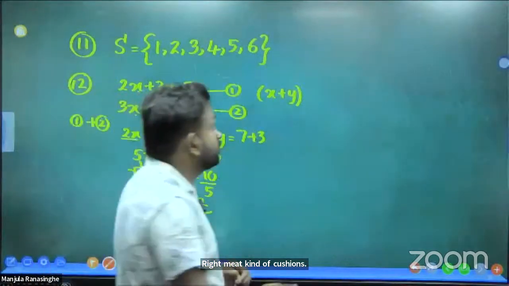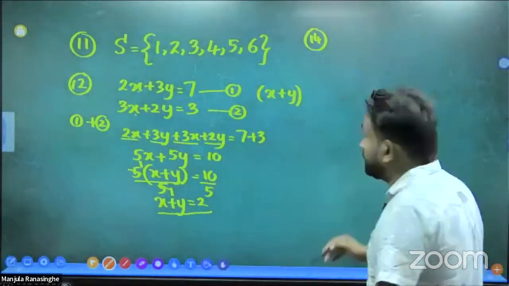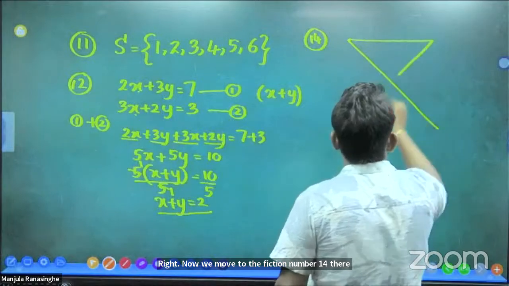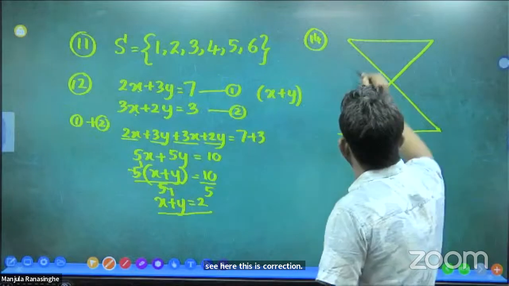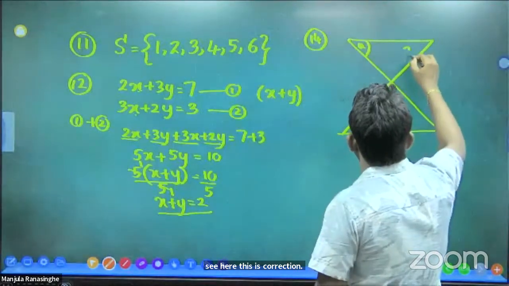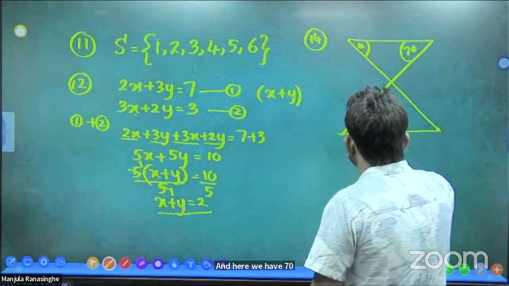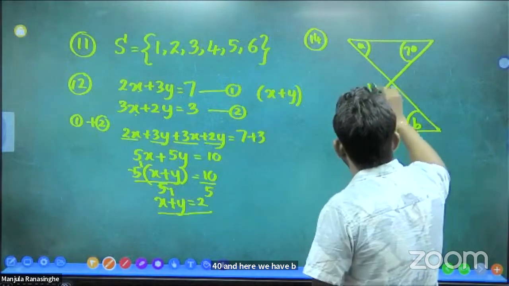Right, now we move to question number 14. See here, this is the question. Okay, here we have A and here we have 70, right? And here we have 40 and here we have B and here we have 150.